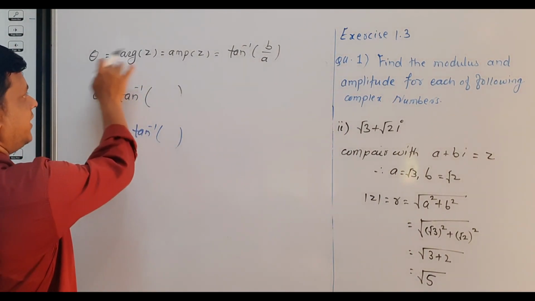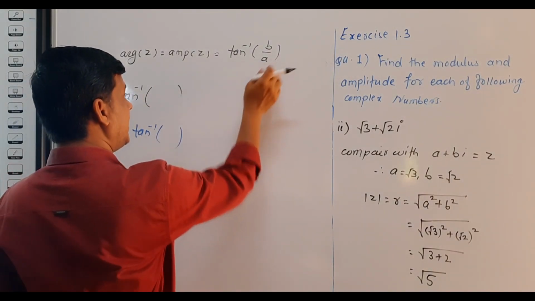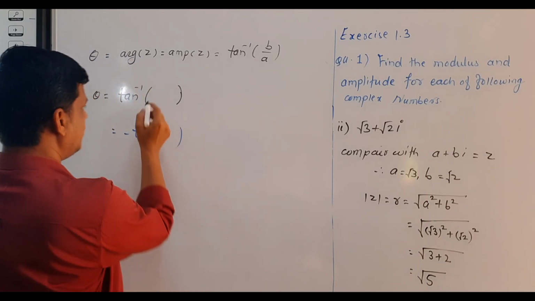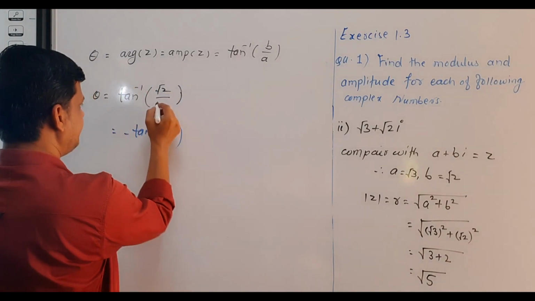Then we have to find the argument of z, that is the amplitude of z. So we write tan inverse b by a. So substitute the value of b as root 2 upon root 3.